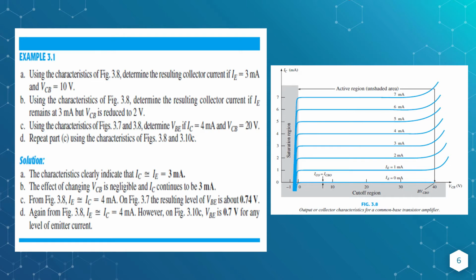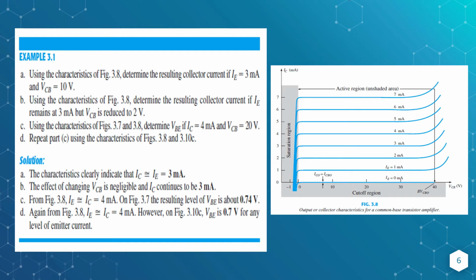For letter A, the solution is clear from the characteristics, which say that IC is approximately equal to IE. Therefore, IC is equal to 3 mA. For letter B, the effect of changing VCB is negligible and IC continues to be 3 mA. So whatever we do with VCB, the effect is still negligible, which is why our IC stays at 3 mA.